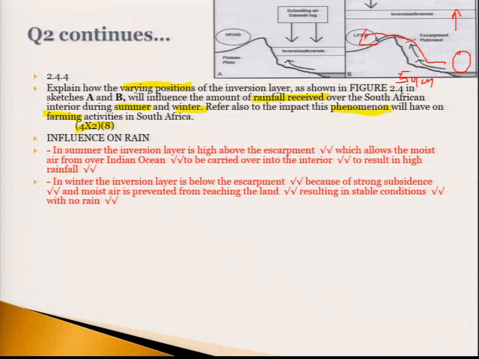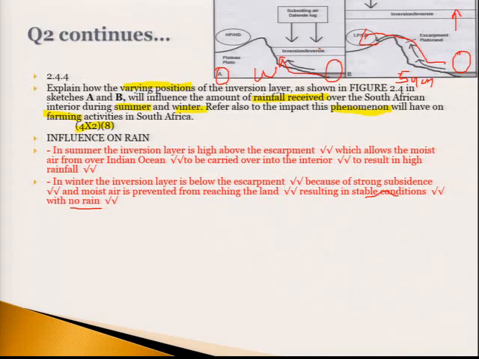In winter, the inversion layer is below the escarpment. I'll make a W for winter. In winter, the inversion layer is below the escarpment because of strong subsiding air, you can even check these arrows, and moist air is prevented from reaching the interior, and the result will be stable conditions, or no rainfall. When you check sketch B, you'll see that you still have the Indian Ocean, but moisture cannot reach the interior of South Africa because the inversion layer is being suppressed by this subsiding air.